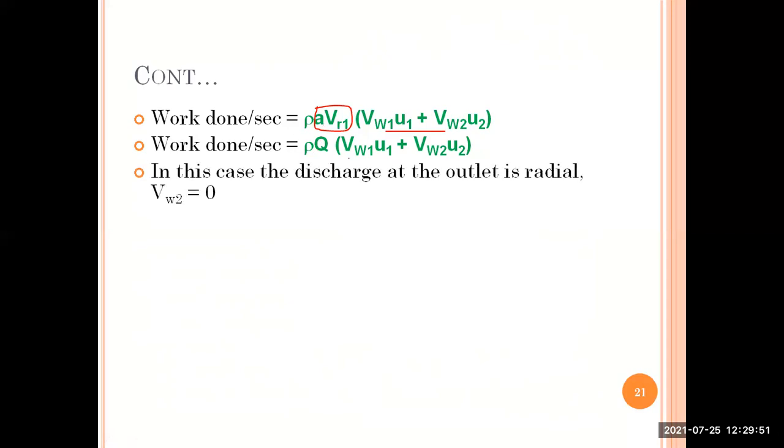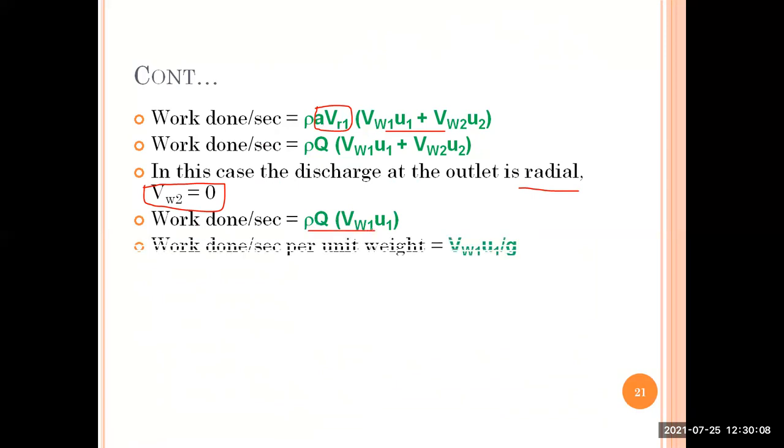Also, in case of this Francis turbine, as the discharge at the outlet is radial, VW2 will become 0. Then the equation becomes: work done per second is equal to rho Q VW1 U1. And the work done per unit weight will be equal to VW1 U1 divided by G, since you have to divide by unit weight. Then you will get VW1 U1 by G.